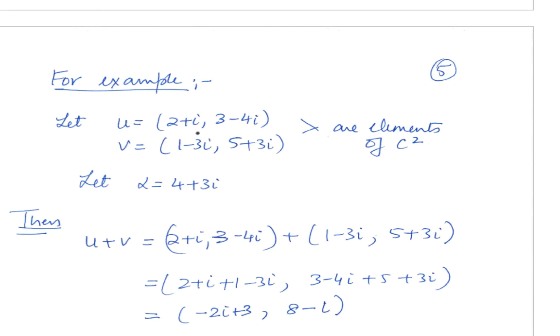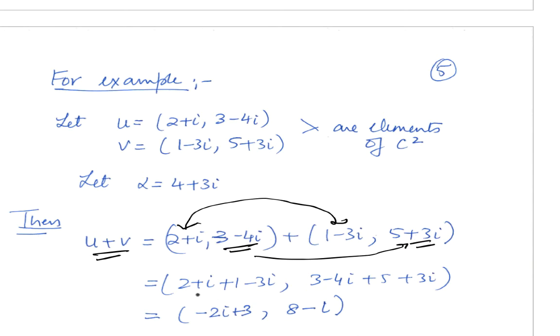Now, I have two complex numbers, u = (2 + i, 3 - 4i) and v = (1 - 3i, 5 + 3i). If I want to add two complex numbers, you add the first component of u with the first component of v, and the second component of u is added to the second component of v.